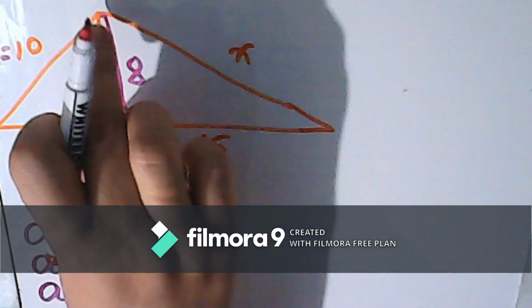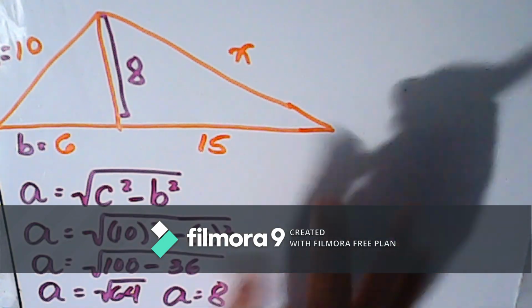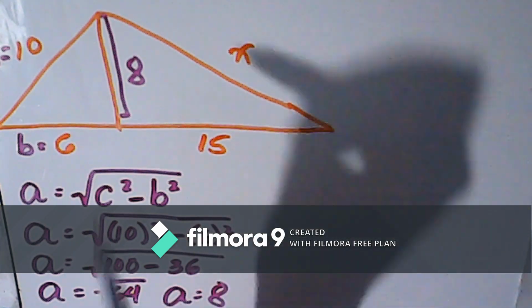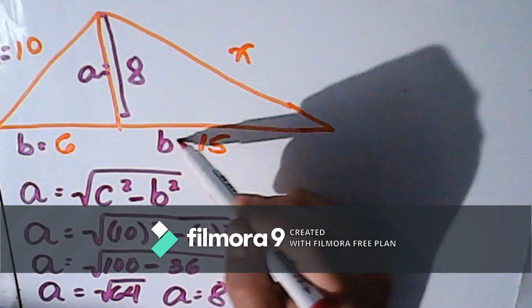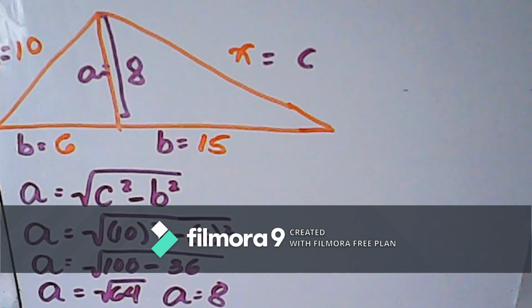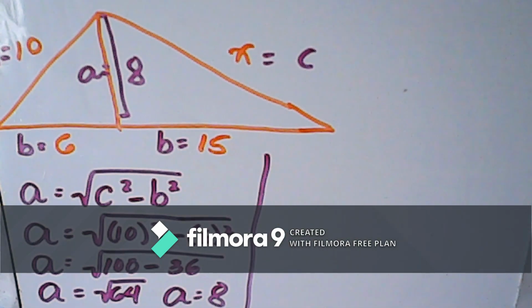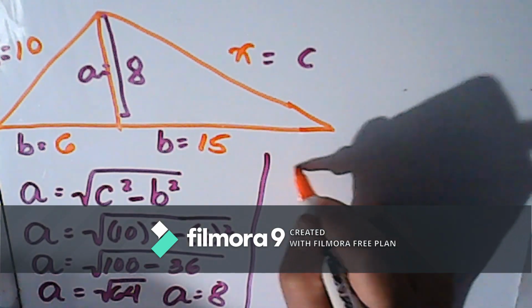Now that we know the length of the altitude, which is 8, and the base of the other triangle, which is 15, we can now get x. So this becomes our A, this is our new B, and this is our new C. This is for the second triangle, so let's solve for x. This is the unknown, so we will use the formula for C.